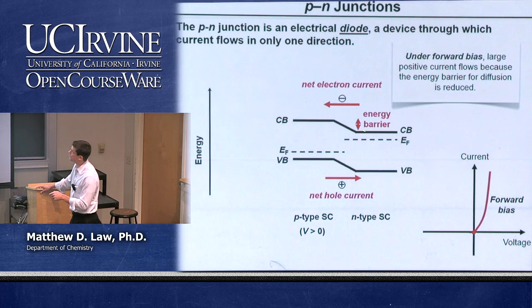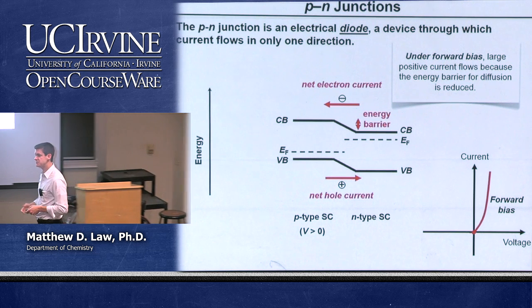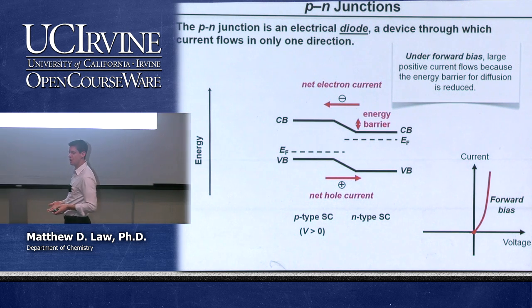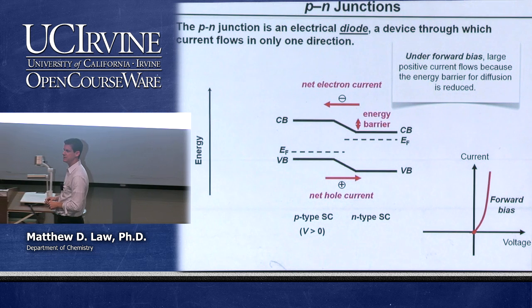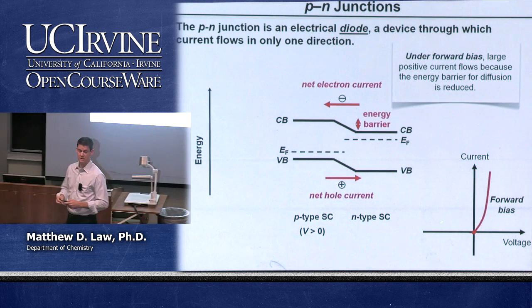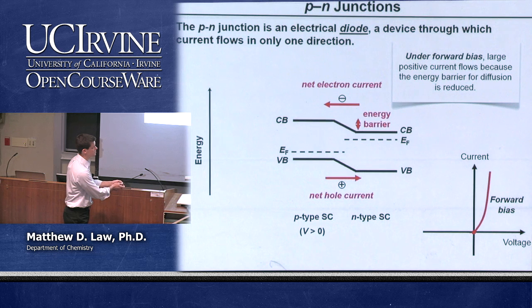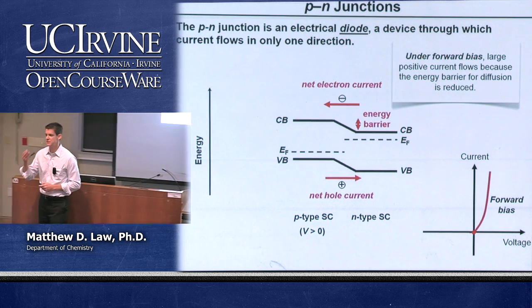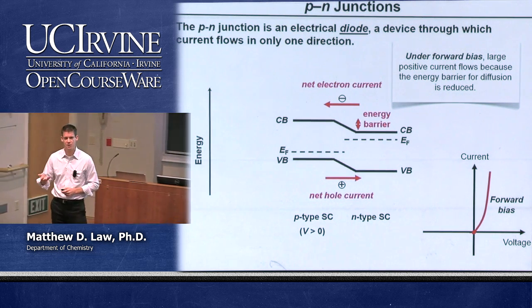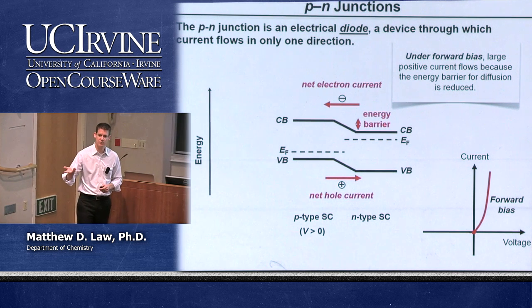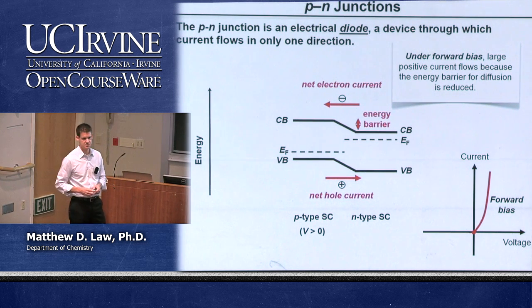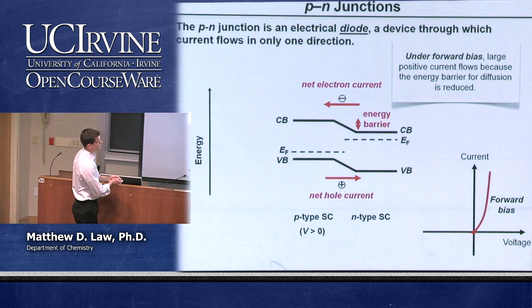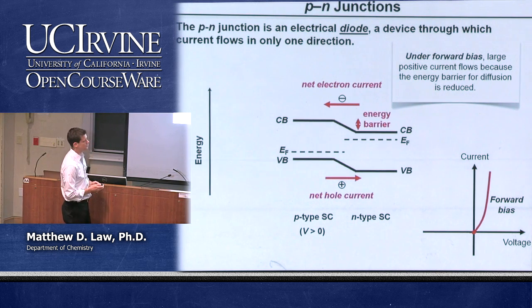As the energy barrier gets smaller, that means that the barrier for diffusion of electrons from this side to that side is smaller, and the barrier for diffusion of holes from this side to that side is smaller. And so when we apply a positive bias, we get a very strongly increasing current. And it turns out to be an exponential function of the voltage. So as we go into forward bias, we get an exponentially increasing current, because this barrier to diffusion becomes smaller and smaller. And the escape probability is exponentially dependent on the barrier height, it turns out.